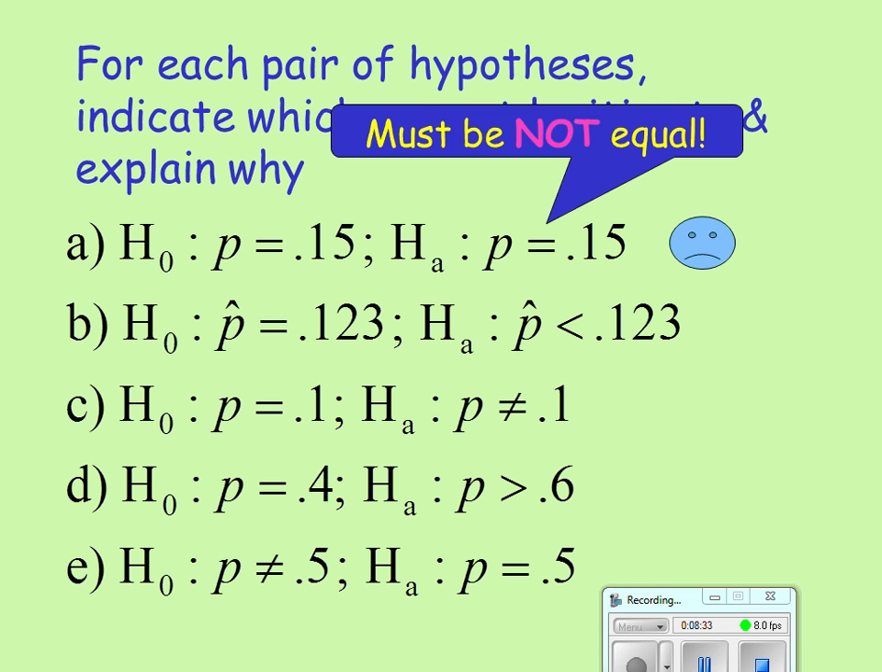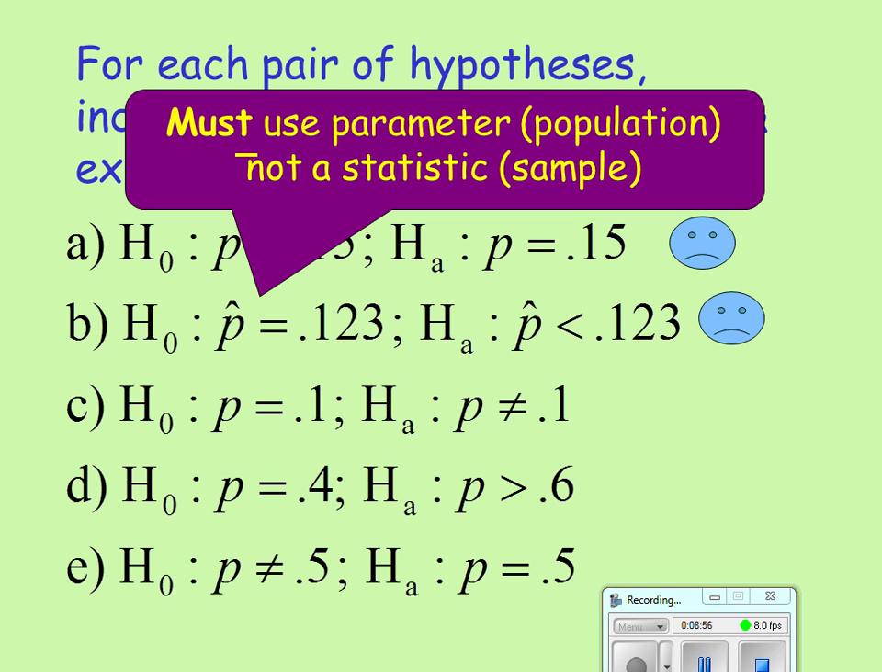How about B? H sub O, where P hat is your statistic. You have your statistic is equal to 12.3%, and your alternative hypothesis is P hat is less than 12.3%. So the form is equal and less than. Are we allowed to do that? No. Again, you're not allowed to use the sample statistic here. You are not allowed to use P hat. You must use P, your parameter.